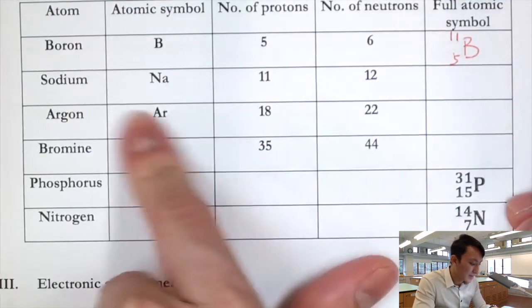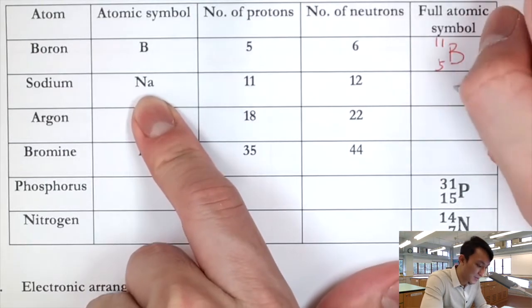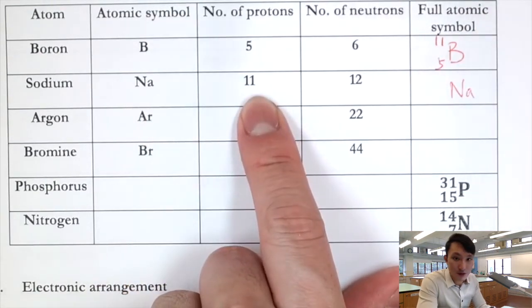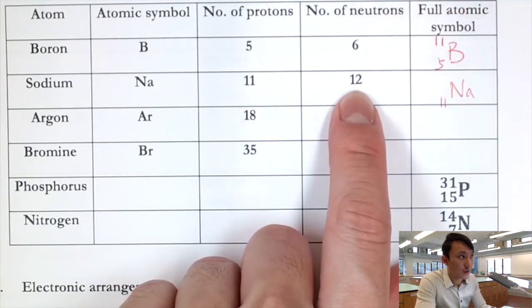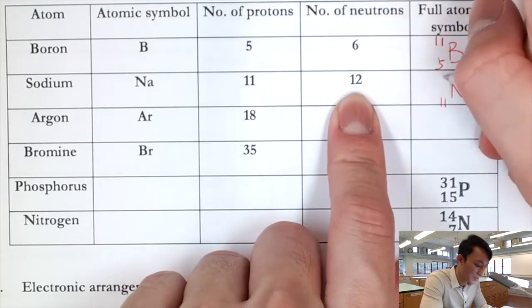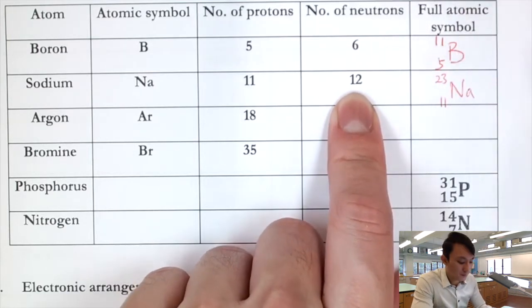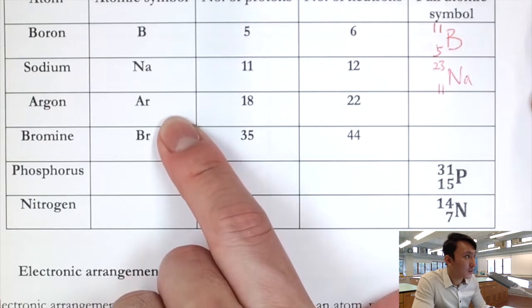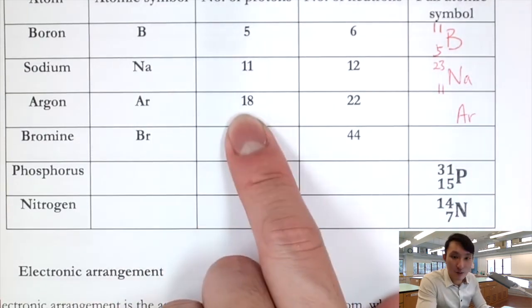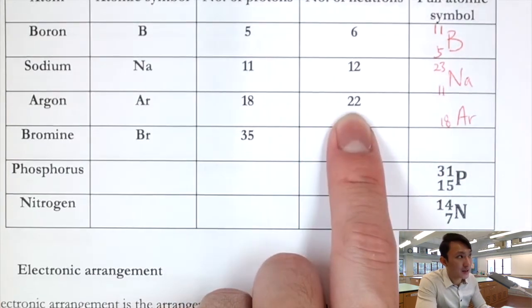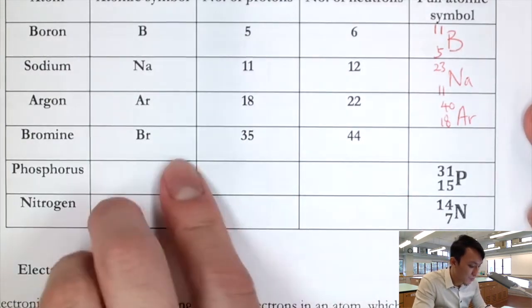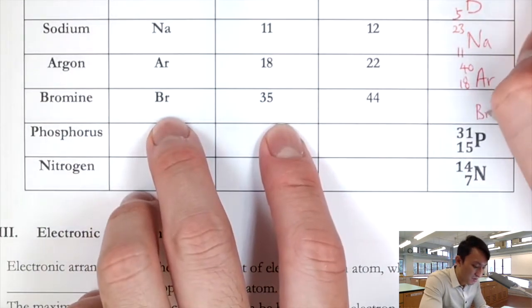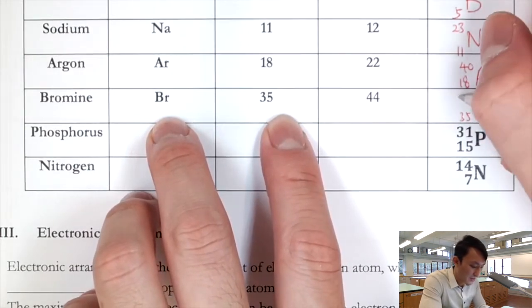Okay, easy. Now for sodium, similar idea. The symbol is Na. The atomic number equals the number of protons, so it is 11 on the bottom left corner. And then we have the mass number, which is equal to the number of protons plus the number of neutrons, which is 23. Now for argon, it is Ar, and the atomic number is 18. The mass number is 18 plus 22, which is 40. Very easy. Now bromine, similar idea. We have Br, and the atomic number 35. The mass number is 79.